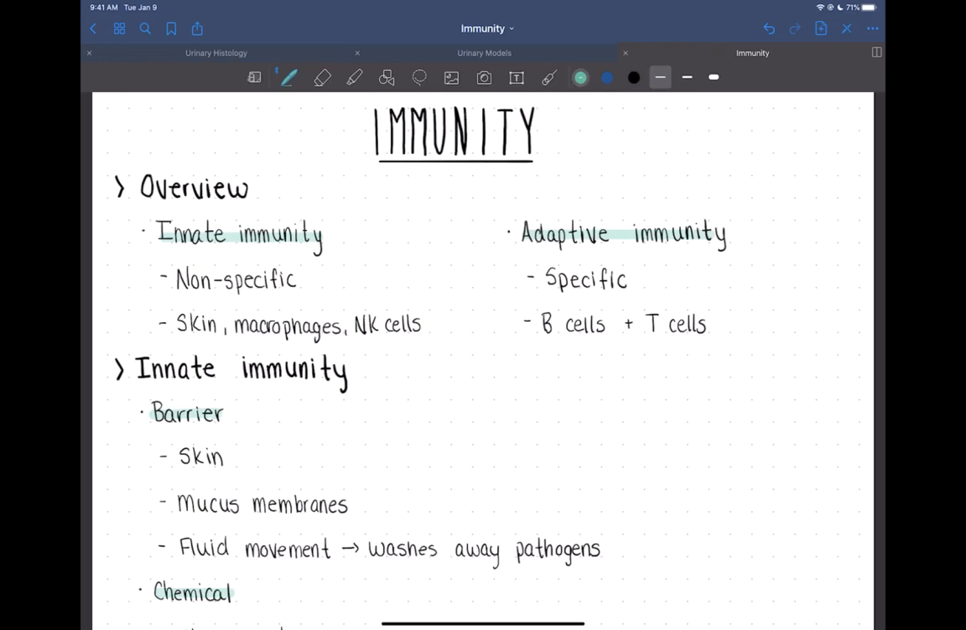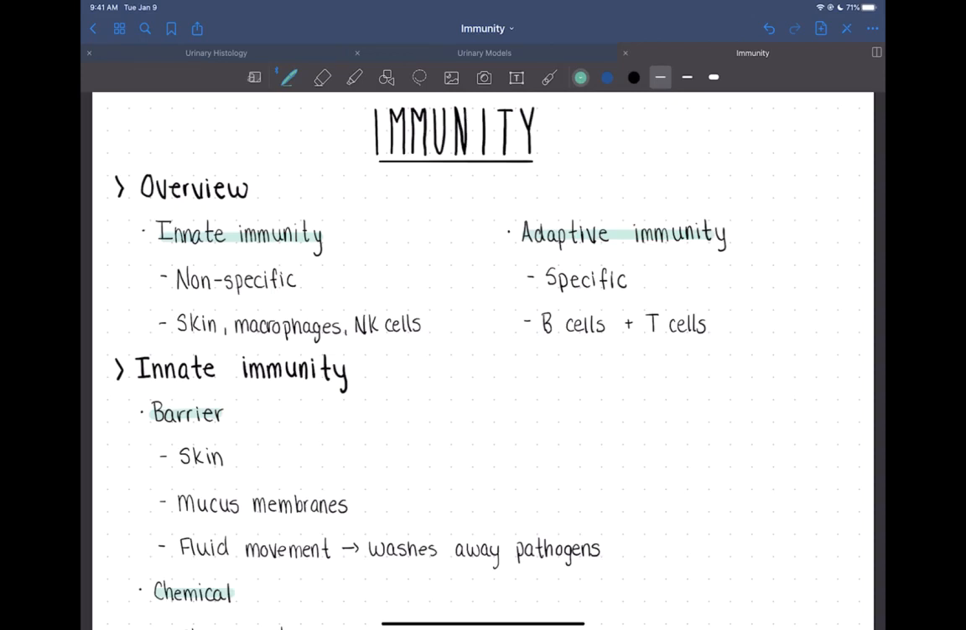And then we have adaptive immunity. All right, so adaptive immunity is going to be very specific. All right, so each component of the adaptive immune system is specifically going to be looking for one type of virus or bacteria. All right, so you would have like a specific immune cell that's made to look for the chickenpox virus. All right, if you've had chickenpox before. Okay, so that's the adaptive immune system. Okay, and it involves B and T cells.